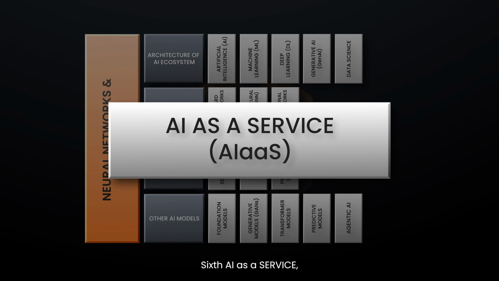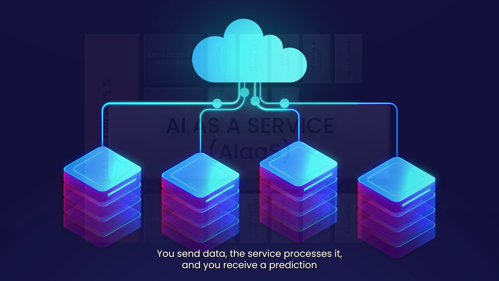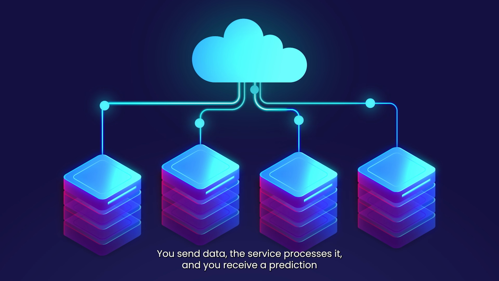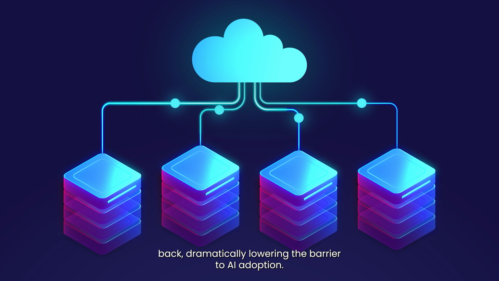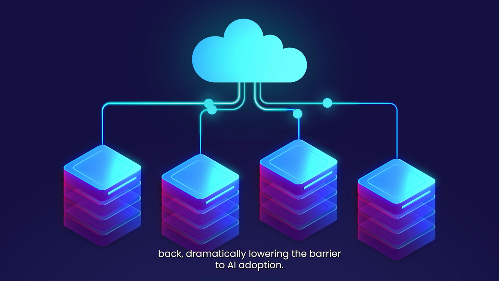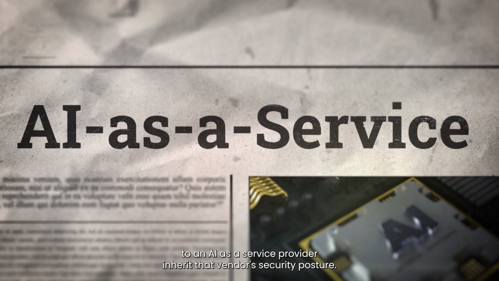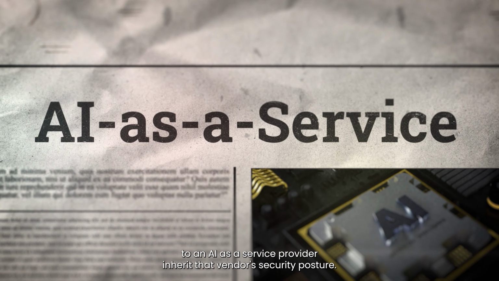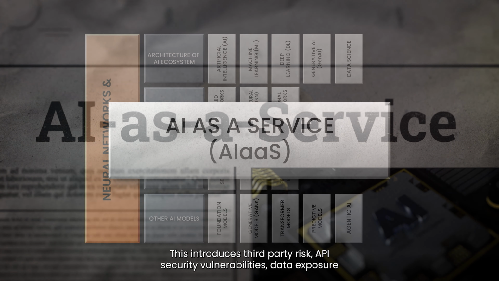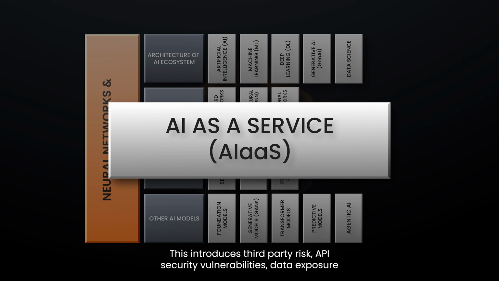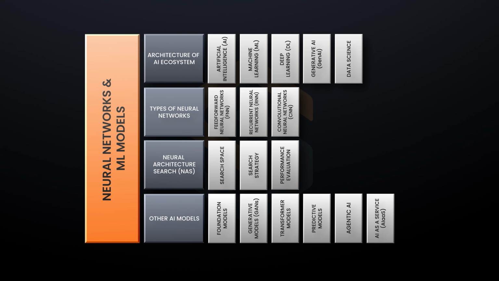Sixth, AI as a service. Cloud-based delivery of AI capabilities through APIs, no model building required. You send data, the service processes it, and you receive a prediction back, dramatically lowering the barrier to AI adoption. The security implication is that organizations sending sensitive data to an AI as a service provider inherit that vendor's security posture. This introduces third-party risk, API security vulnerabilities, data exposure risks, and shared responsibility gaps that must be actively managed.